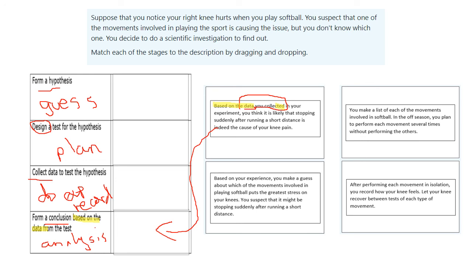Next, you make a list of each of the movements involved in softball. In the off-season, you plan to perform each movement several times without performing the others. You're making a plan. You're making a list of the different movements that you need to do, and you make a plan to do them one by one. The key word here is designing, planning. You are planning to perform each one several times. This is how many times that you will do. This is the design of the experiment.